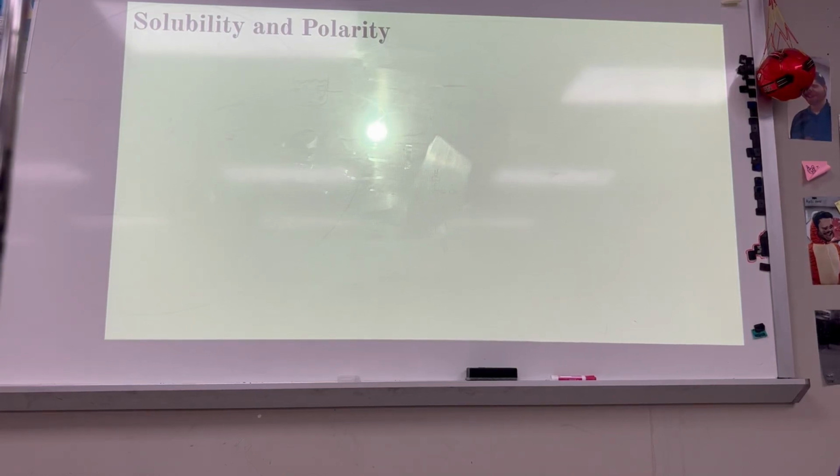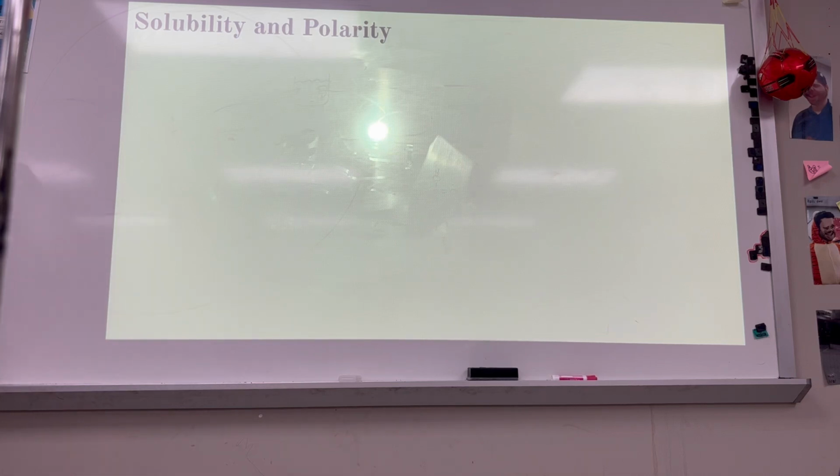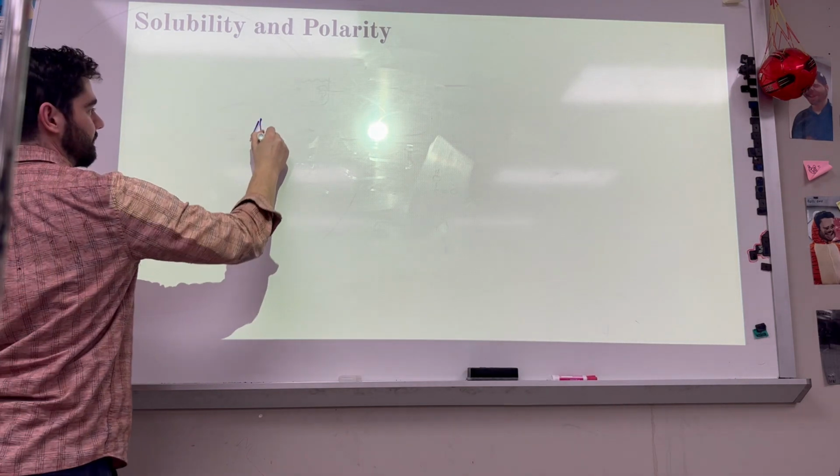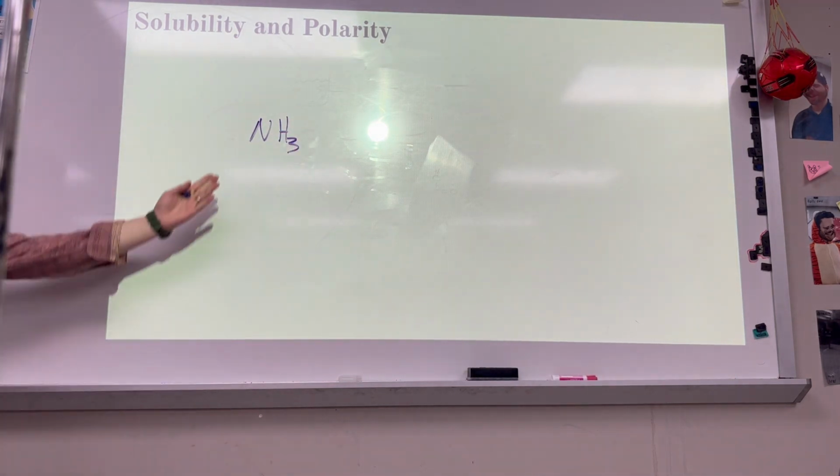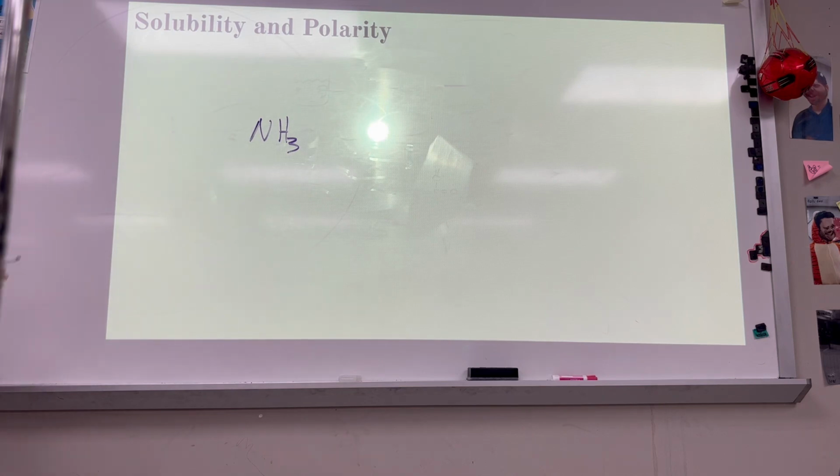Okay, I just have 3 slides for today, and then I assume we're still, no offense, but I assume we're not good at determining if molecules are polar or not. I don't know. What do you think? Based on the chemical formula. Polar or non-polar? Polar, I say.